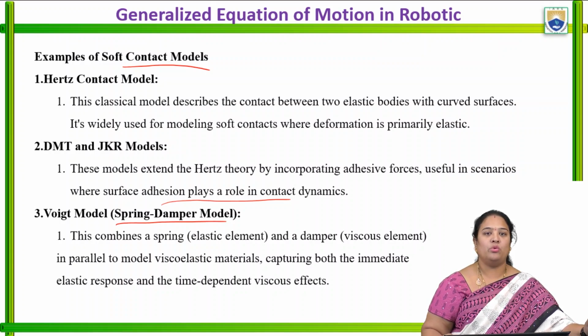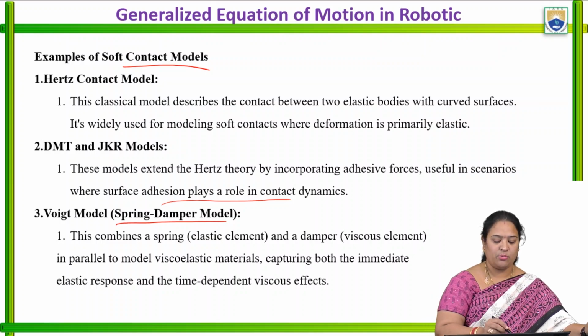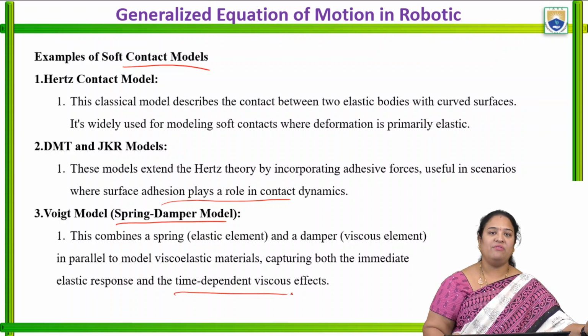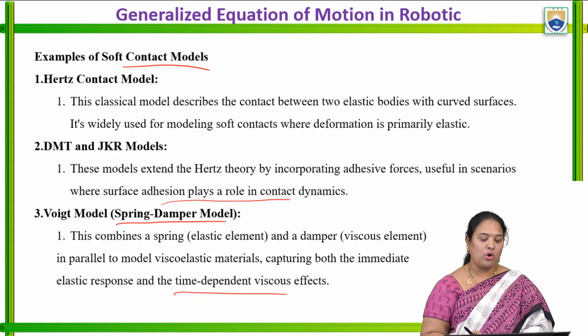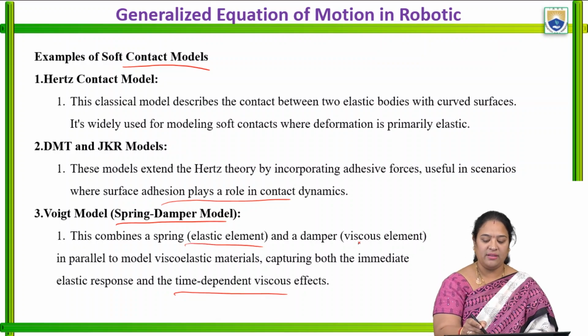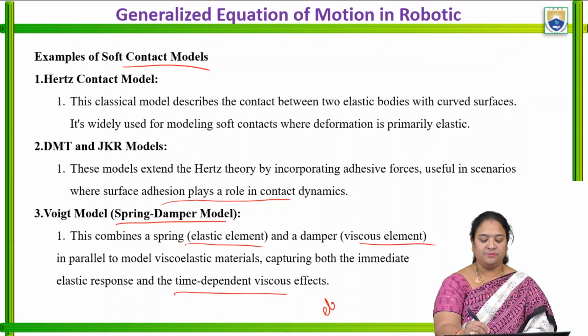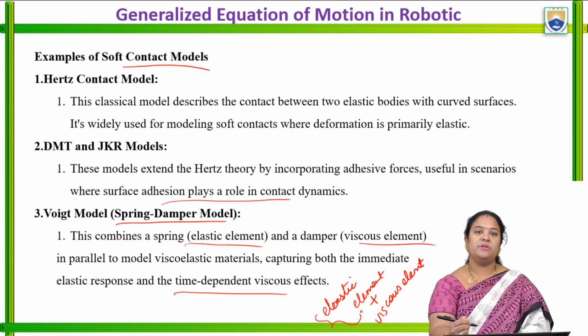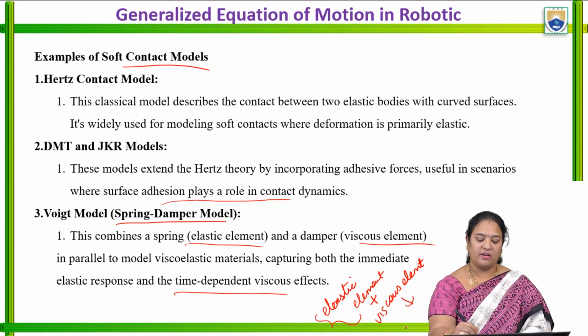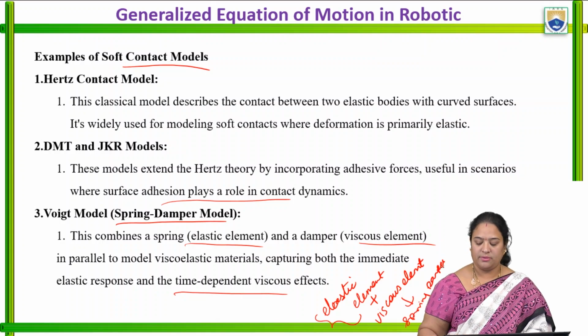When we are capturing both the immediate elastic response and the time dependent viscous effect, then we come across the spring damper type of model. That is, this is a combination of an elastic element plus a viscous element. When we come across this particular combination, that is where we come across the spring damper model.